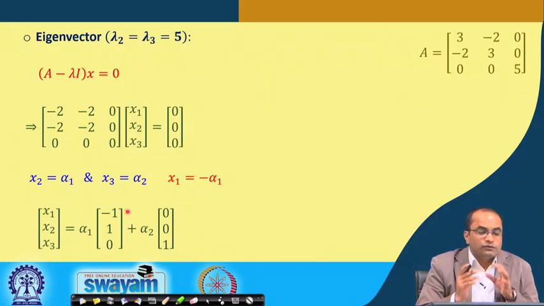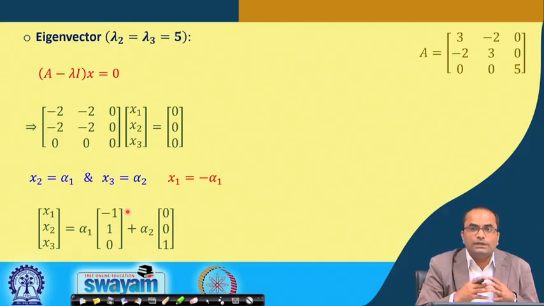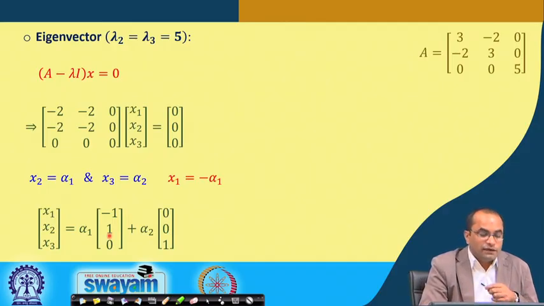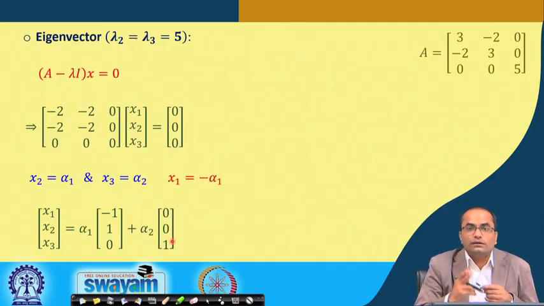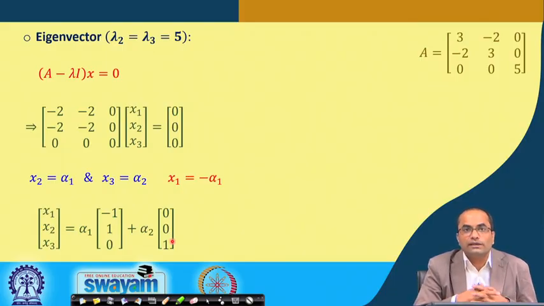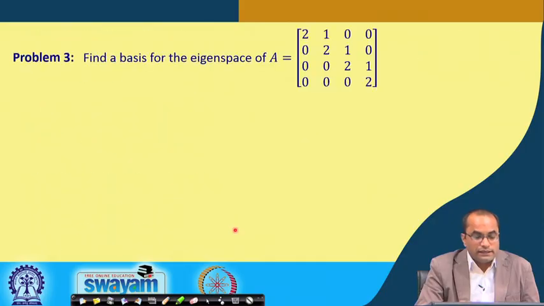So, corresponding to lambda equal to 5, which was the repeated eigenvalue, we are getting two linearly independent vectors which satisfy A minus lambda I x is equal to 0. So, basically corresponding to lambda equal to 5, we are getting two eigenvectors, or rather two linearly independent eigenvectors, in this case.